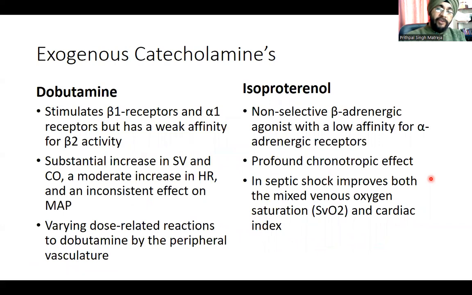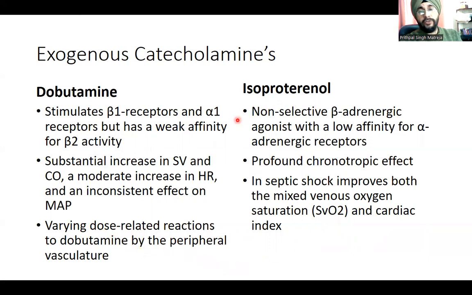So, when we talk about dobutamine and dopamine, dobutamine is a dopamine congener, but it is more specific on beta 1 receptors and has a weak affinity for beta 2 receptors. What it does is it tends to substantially increase the stroke volume and cardiac output with a moderate increase in heart rate, and it has an inconsistent effect on the mean arterial pressure. Varying doses of this particular drug have been related to reactions similar to dopamine by the peripheral vasculature.